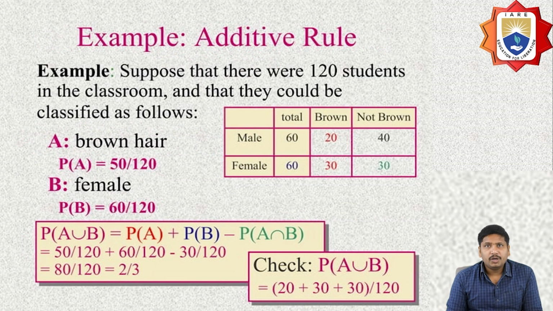For example, suppose we have 120 students in a classroom, classified as follows. A is brown hair. The probability of brown hair is 50 divided by 120, and female is 60 divided by 120. Brown hair and female is 30 divided by 120. So the union is 80 divided by 120.